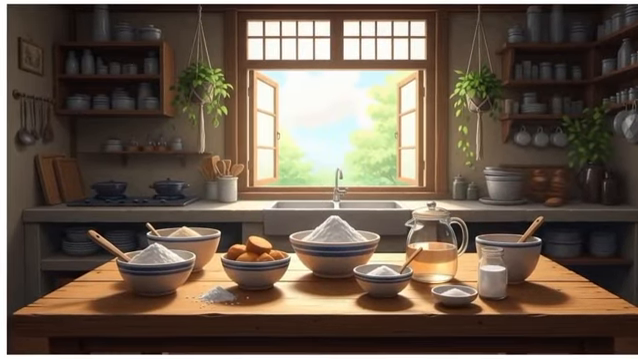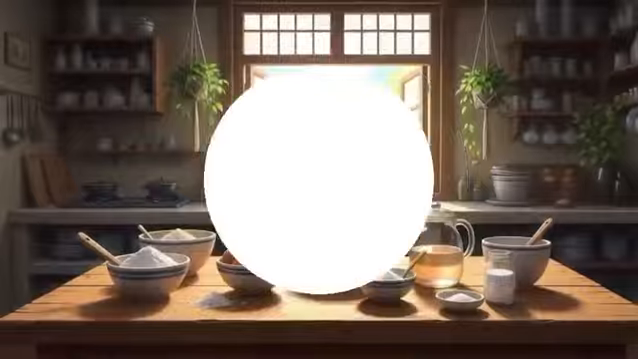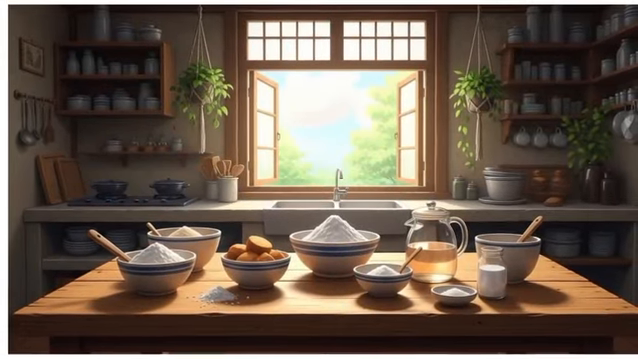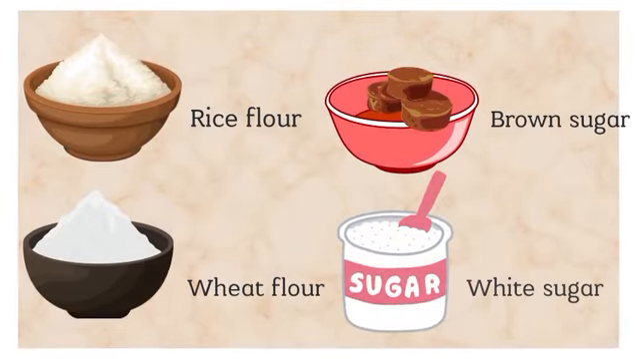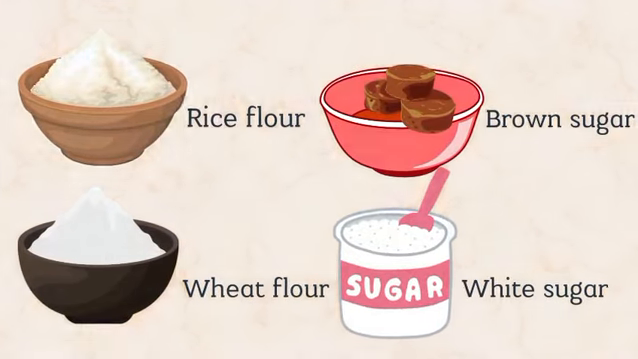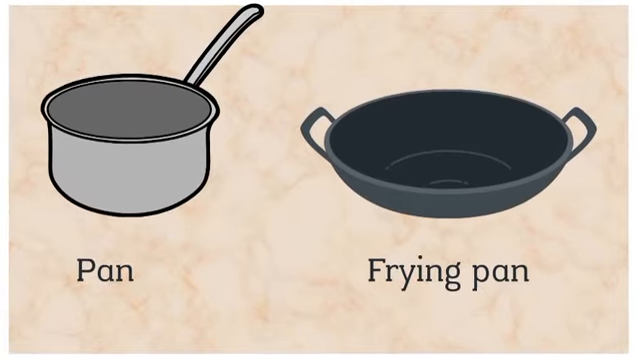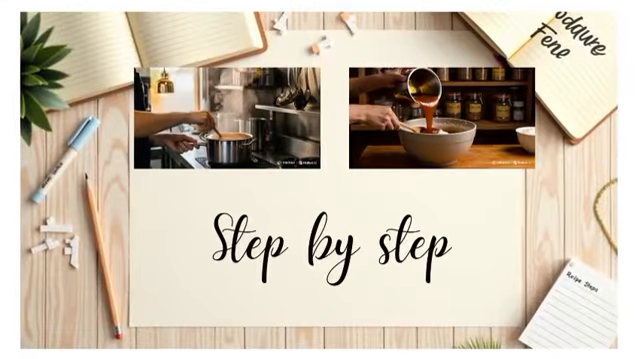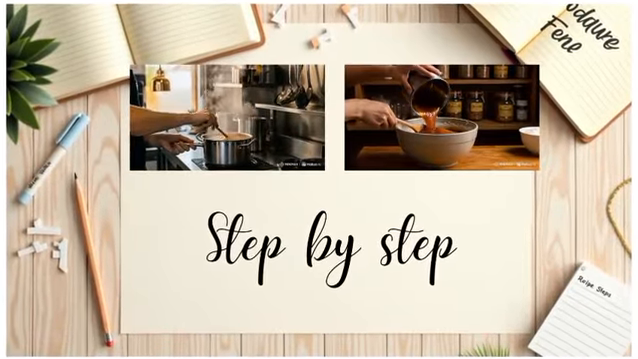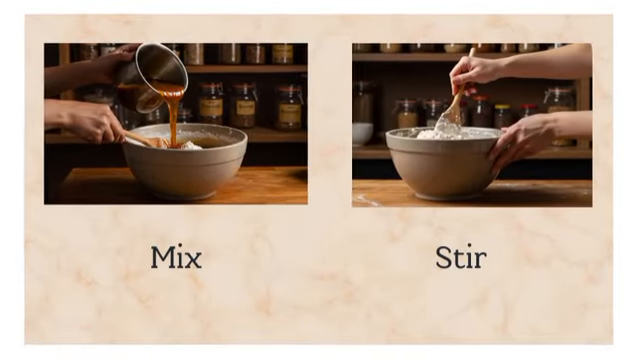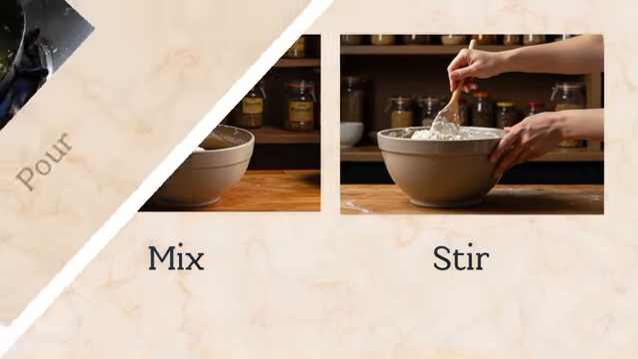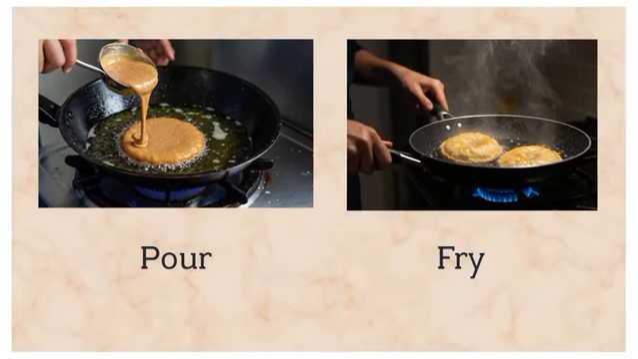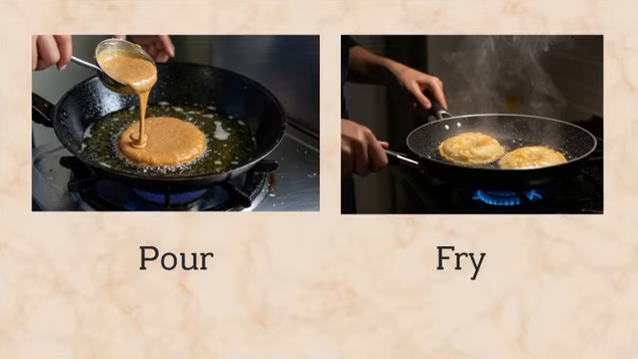This section lists everything we need before starting the process. This can include ingredients, tools, or equipment. To make cucur cake, we need ingredients like rice flour, brown sugar, wheat flour, white sugar, and tools like pots and pans. And the last part is the steps. These are the instructions we follow, one by one, from start to finish. Steps usually begin with action verbs like mix, stir, pour, or fry. This helps the reader understand what to do at each stage.